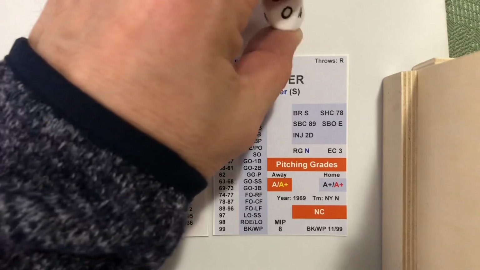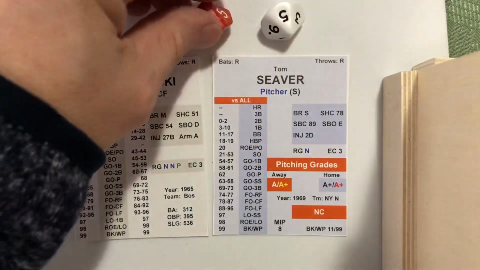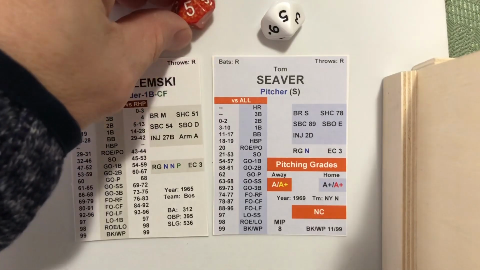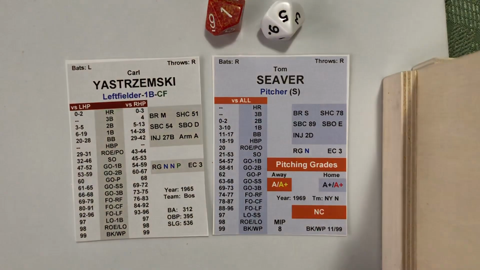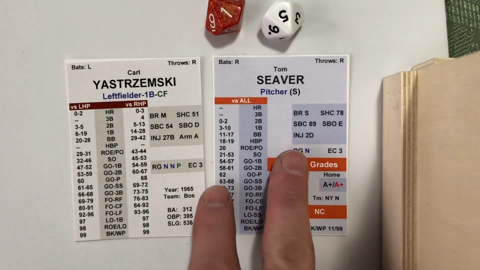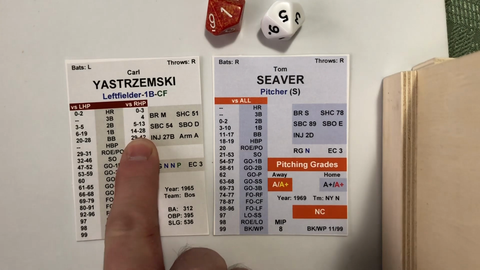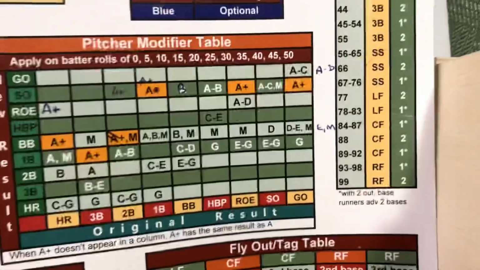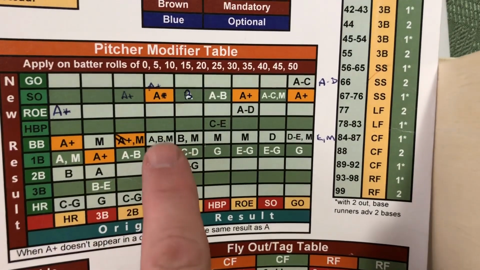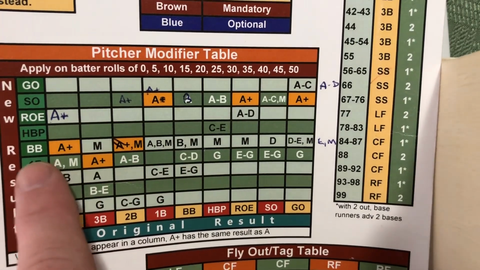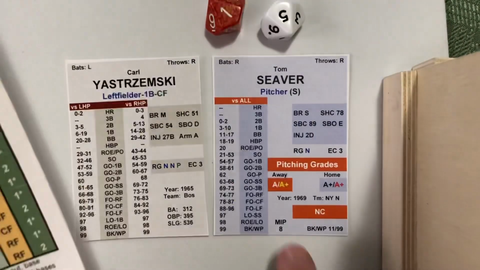Suppose that we do a 15, and it's a single. All right, on Yastrzemski's card because it falls between 14 and 28. If you look here, the single turns into a walk. The new result becomes a walk because Seaver is an A pitcher.